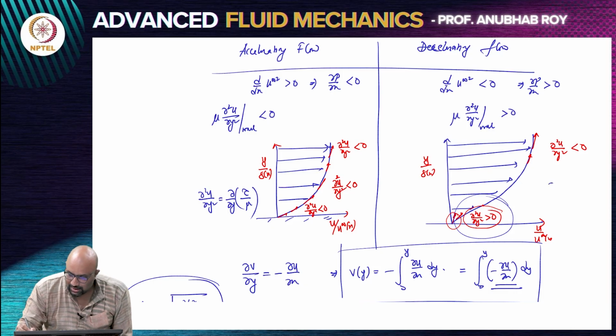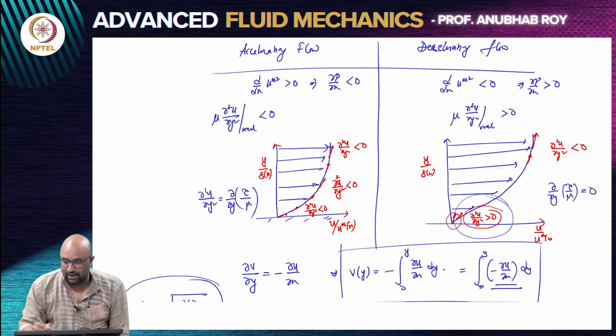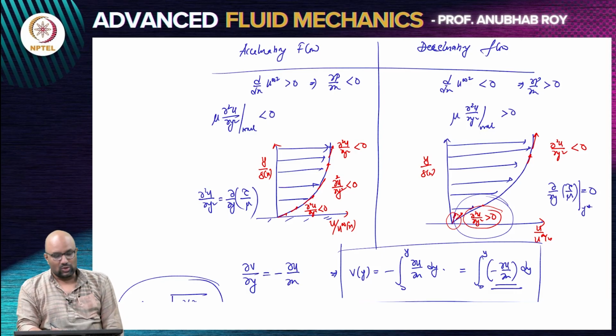Whereas here, dou y of tau by mu is going to be 0 at some location. Let's call that y star. So at the wall it is positive, which means shear stress increases away from the wall, attains a maximum and then decreases. If I plot the shear stress, the maximum shear stress occurs away from the wall, which means there is a possibility of the shear stress at the wall getting low enough that it actually becomes 0.